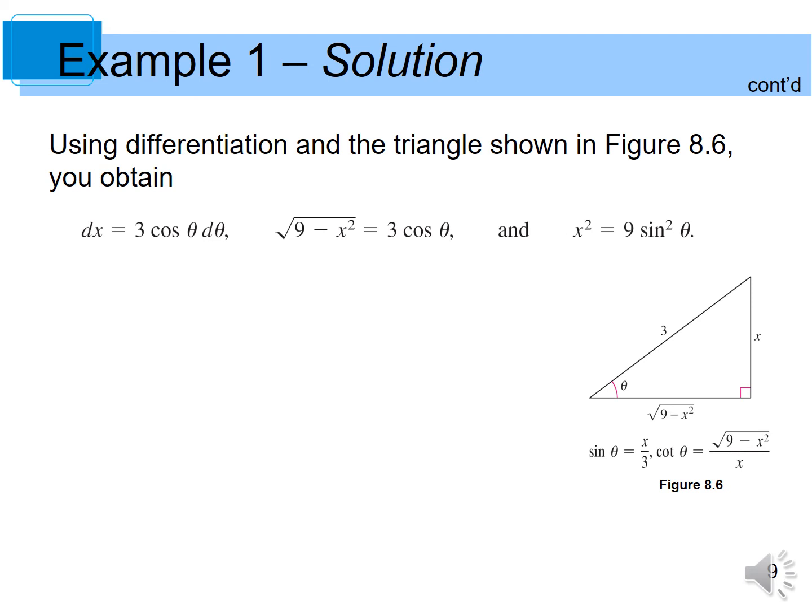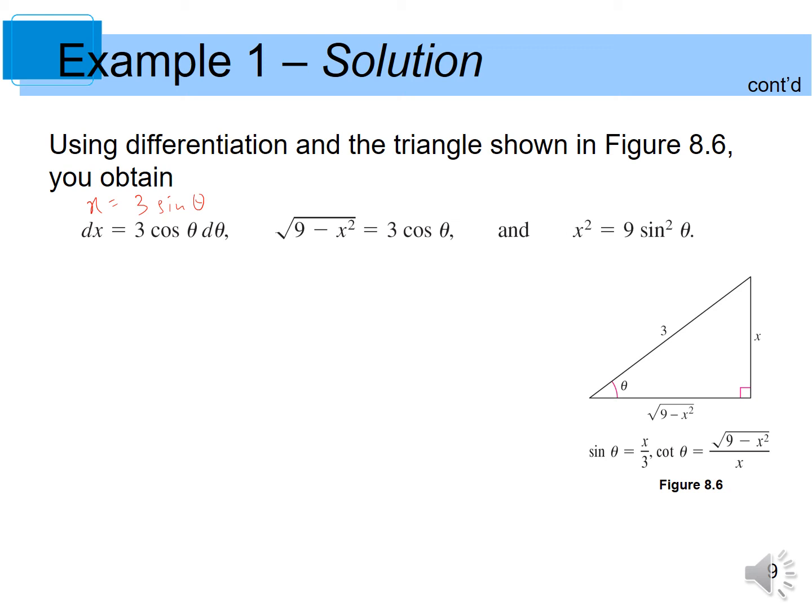Once we have determined the x equation, from the previous step we have x equal to 3 sine theta. We differentiate the x equation with respect to theta. We have dx d theta equal to 3 cosine theta. And we move d theta to the right side. We have dx equal to 3 cosine theta d theta.